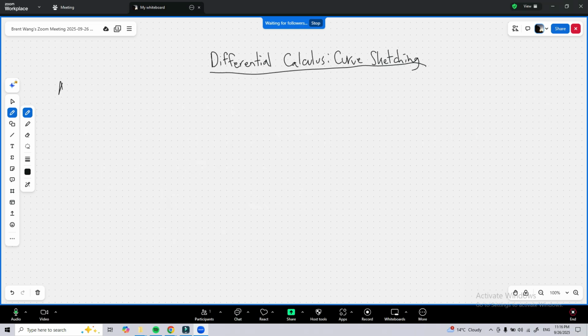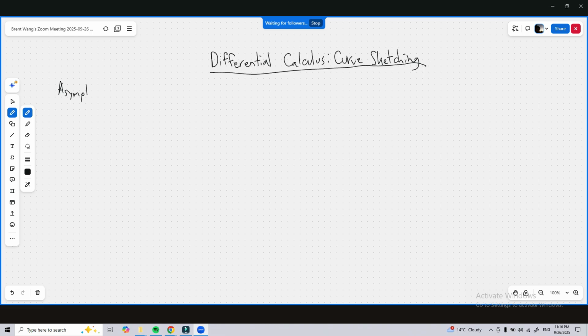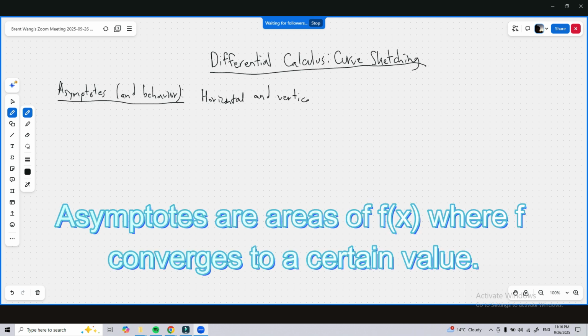Number 4, asymptotes. For this situation, you want to find the horizontal and vertical asymptotes and the behavior as it approaches each asymptote. So horizontal and vertical asymptotes plus asymptotic behavior.